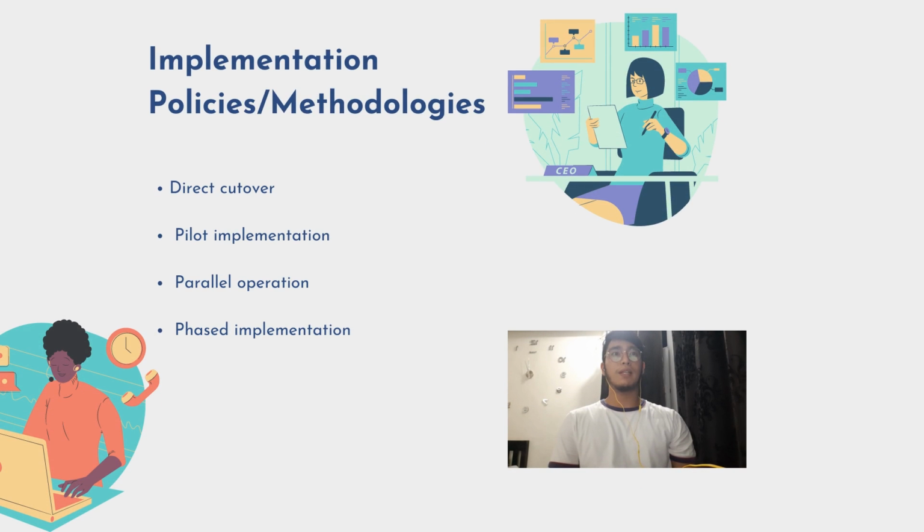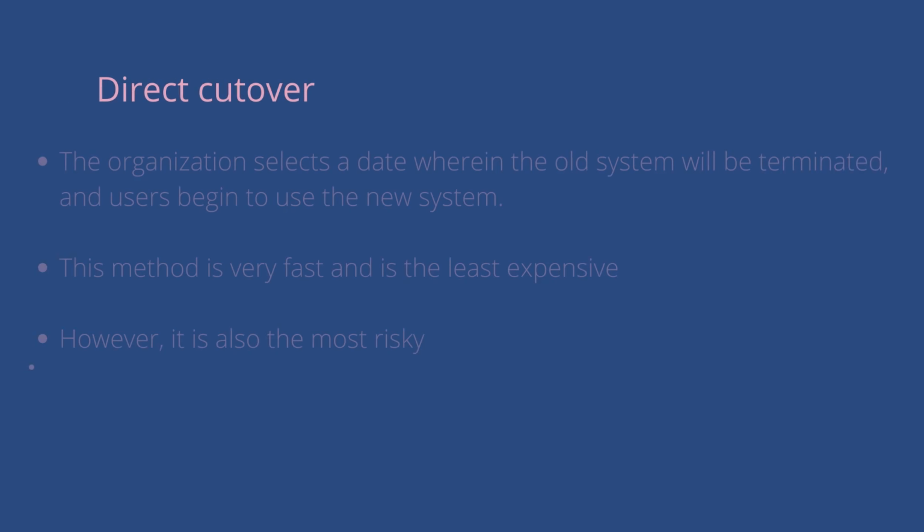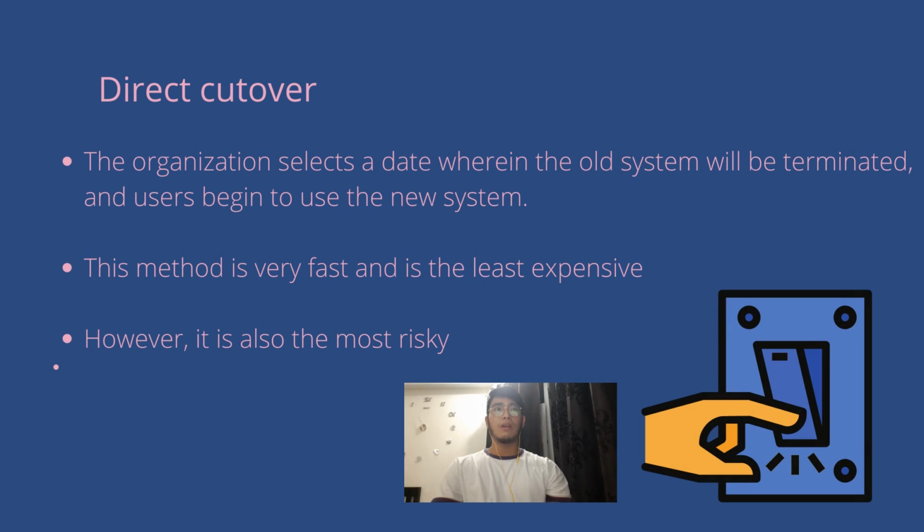In terms of implementing a new system, there are 4 primary implementation policies. They are direct cutover, pilot implementation, parallel operation, and phased implementation. The first implementation method I will be sharing is the direct cutover method. In the direct cutover method, the organization sets a specific date wherein users in the organization will stop using the old system and will shift to the new system.